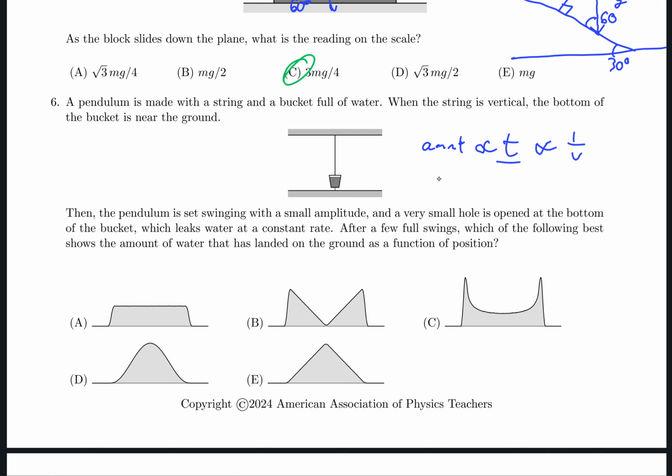So 1 over v. If you imagine when it's at its furthest point, velocity equals 0, so the amount approaches infinity. And C is the only one that actually does that. The sides approach infinity very quickly. This one is linear, and these don't make sense. So the answer is C.